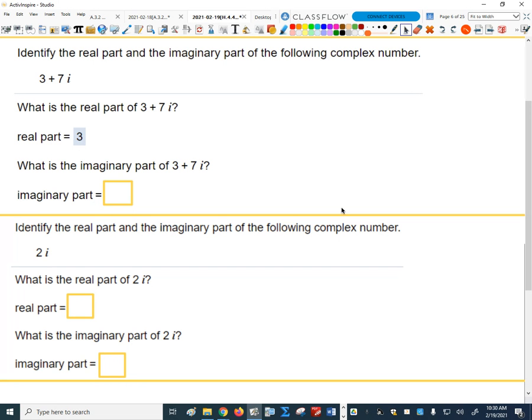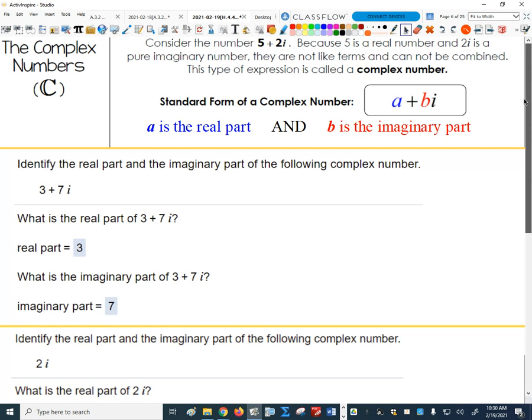Okay, yeah, and the reason I'm making you do this, the imaginary part only includes the 7. The imaginary part is the number that's multiplied by the i. This is the pure imaginary number that's added to the pure real number to create the complex number. When we talk about the real part and the imaginary part, those are just the values of a and b respectively. You'll see why here in a little bit, okay?